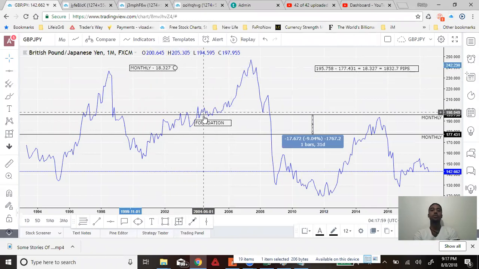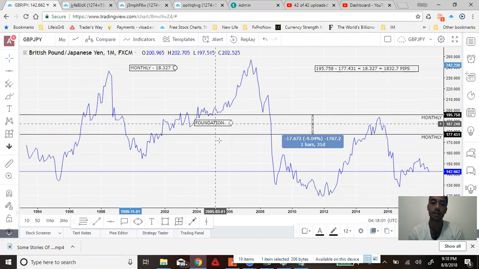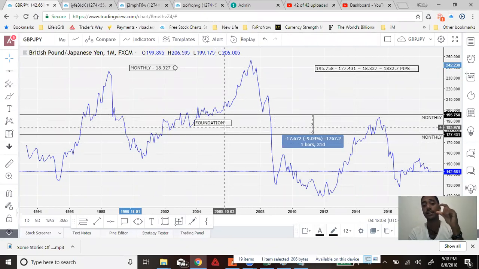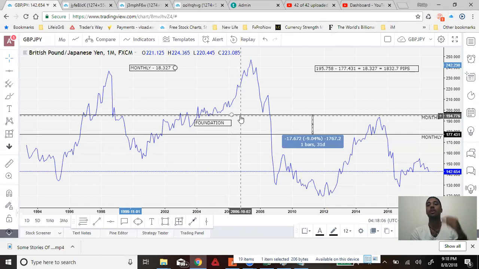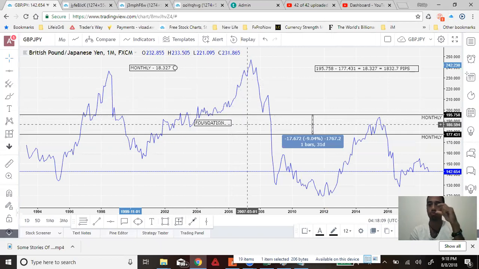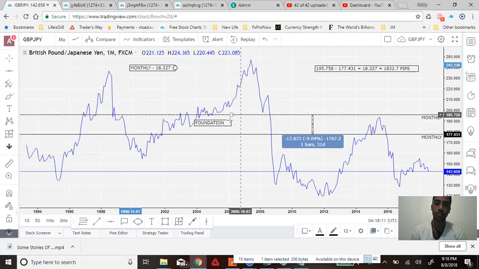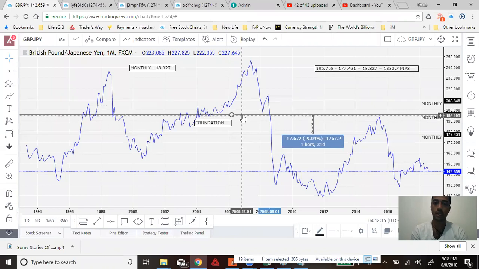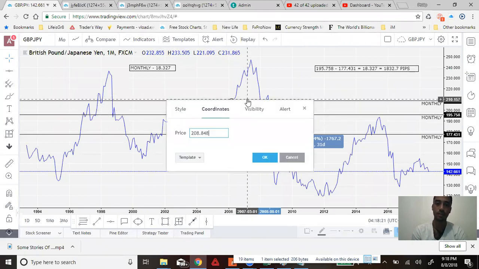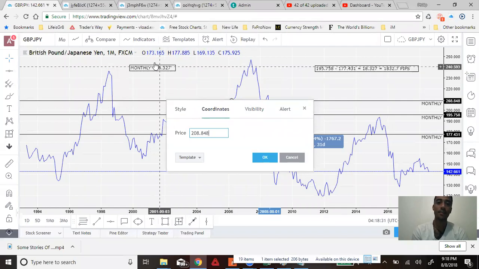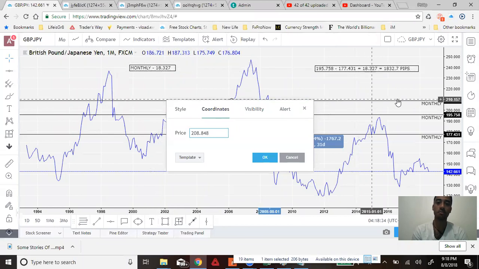So now what I'm going to do is take the monthly foundation range, and create a range on top of it with the same range that we came up with for our foundation to create what we call zone 1. All I did was click this one, copy and paste it to make a new one. Now I'm going to take this number right here, 195.758, and add the monthly range to get some value.